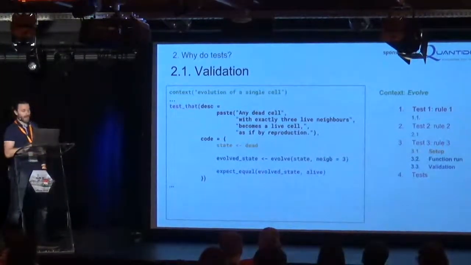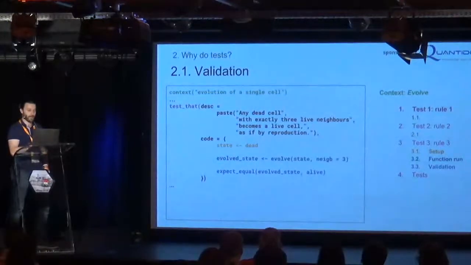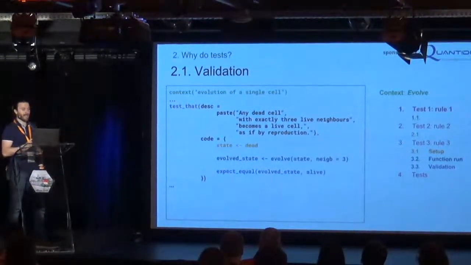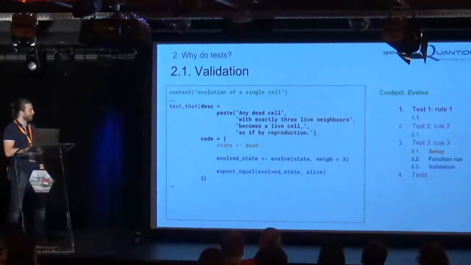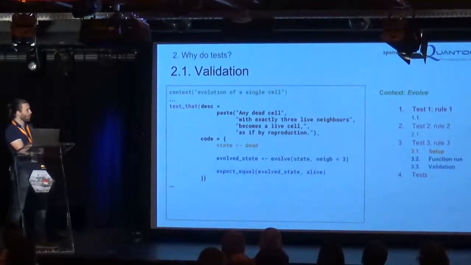The implementation part is usually composed of 3 parts. In yellow, the initialization, which is where we set inputs and output of the tested function. In light blue, the function call, which is an example of a call of our code. And in blue, the validation of the outcome with the expected result. So in this case, we expect that the evolved state is equal to alive.